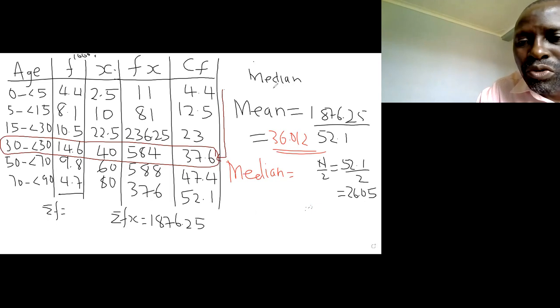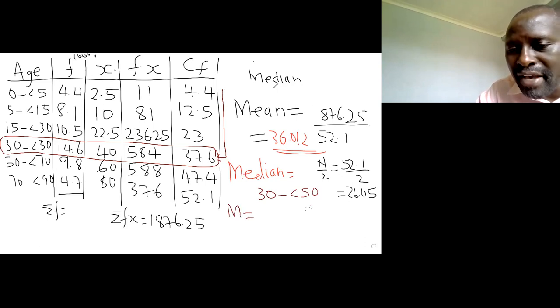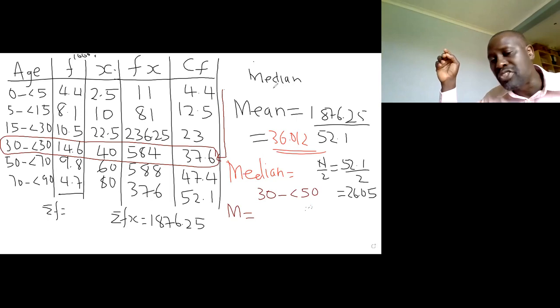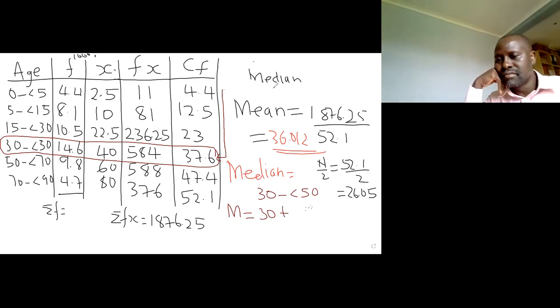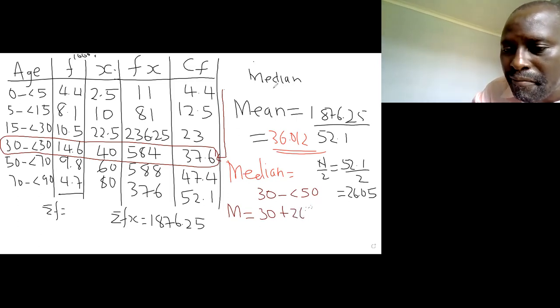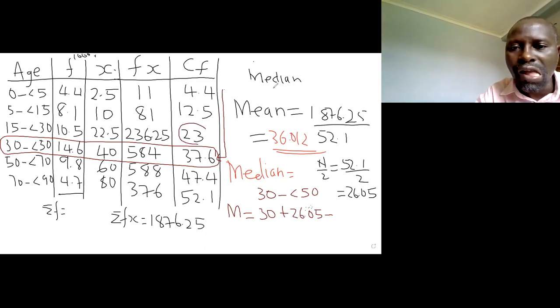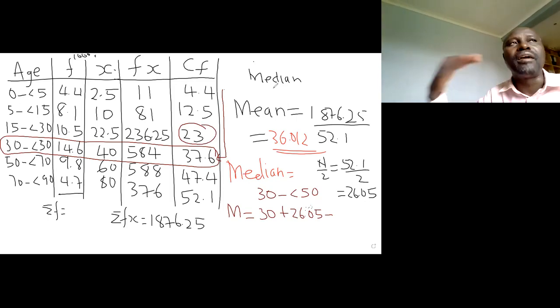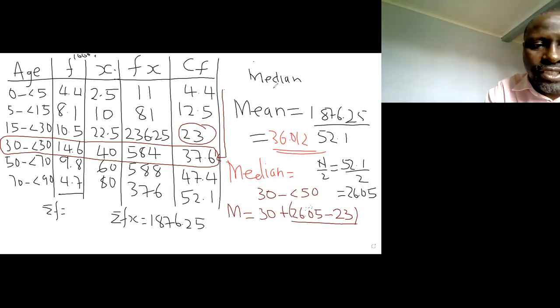Now, which class is 26.05? That class has all the others, but because of space, I'll just minimize and say this is now continuous data. When you talk about the lower class boundary, we take 30. The L1 is 30. The n over 2 is 26.05 minus the cumulative frequency before, which is this one. You see the 23, it is coming before this class. So that's the cumulative frequency before. Now, the frequency of that class is this one, 14.6.